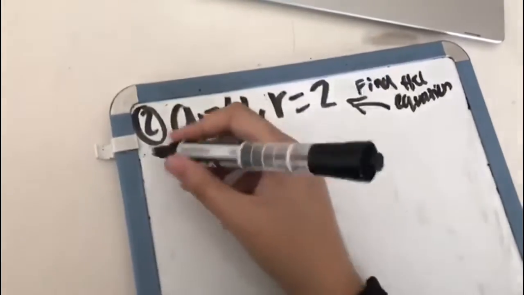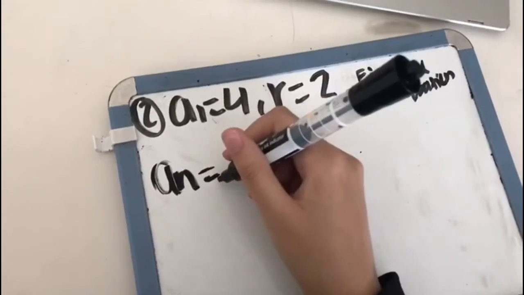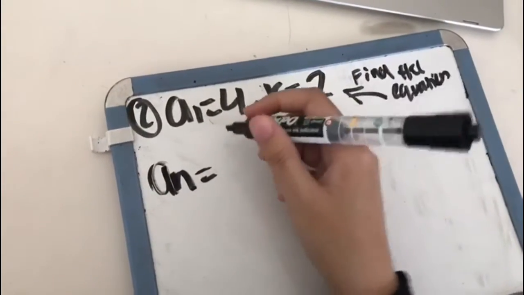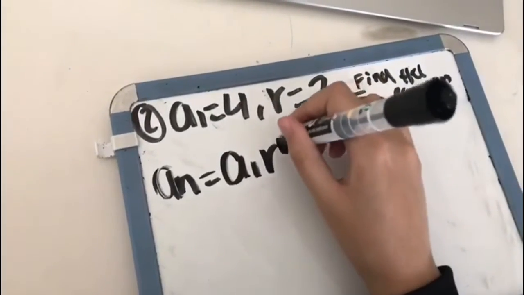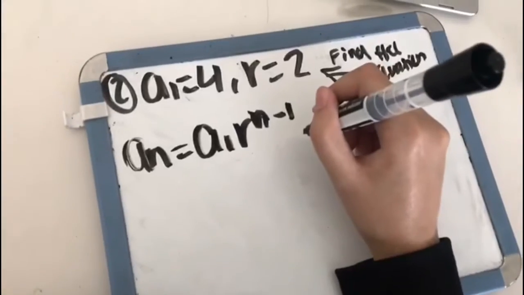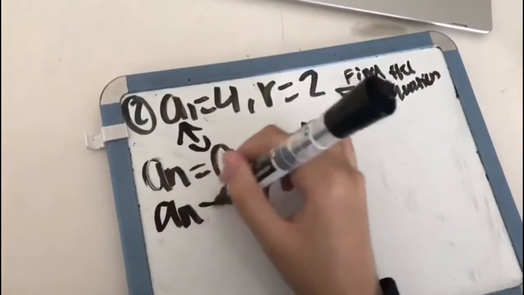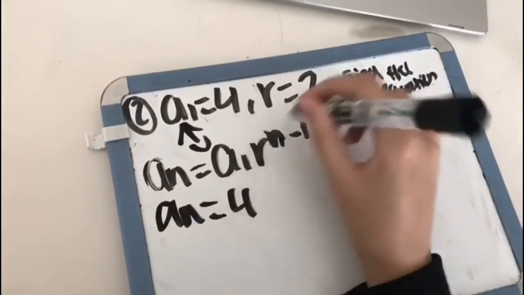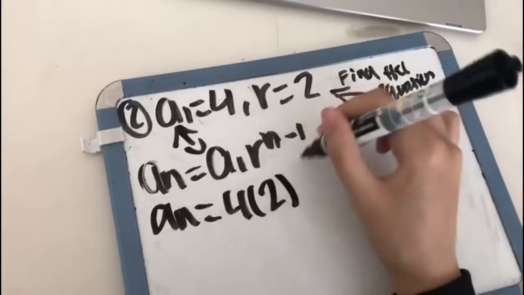The formula we're going to be using in this problem is an equals A1 R^(n-1). This is the formula I talked about previously in the video. A1 is 4, so an equals 4, and R equals 2, so it'll be 2 in parentheses, with the exponent n minus 1.